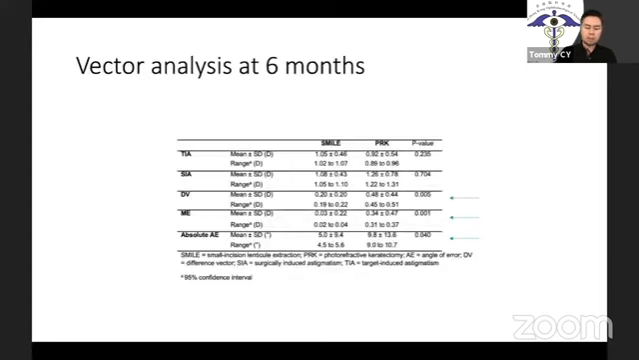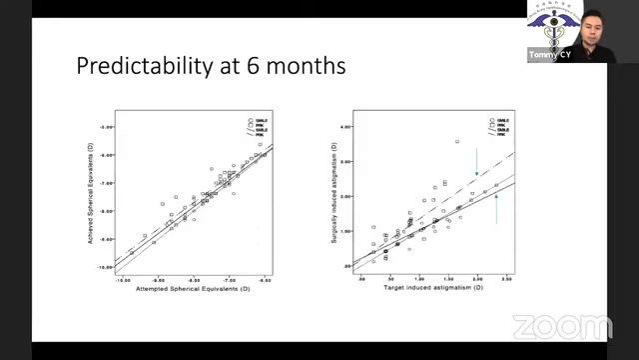You can see here the DV, the difference vector, and the ME are significantly lower after SMILE compared to PRK, and the absolute angle of error is also wider in PRK. This is the predictability graph. You can see the surgically induced astigmatism versus the TIA. You can see the green arrow here. For PRK, there is overcorrection with higher magnitudes of astigmatism, but there is slight undercorrection for the SMILE group.